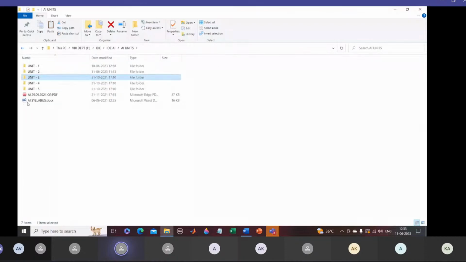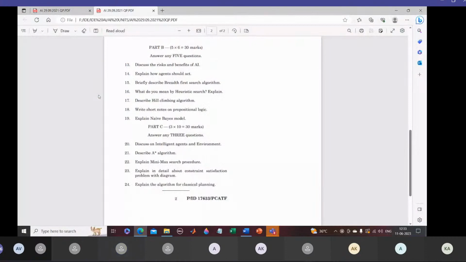And with memory, they keep on tracking of the past. Whatever they have learned, they'll keep it. From that, they will act to some extent. And with goals, they set the rules, and based on the rule, they will act. And utility based systems. All these are there.